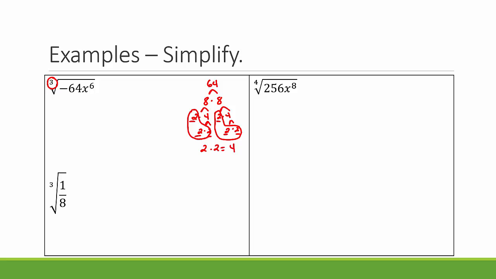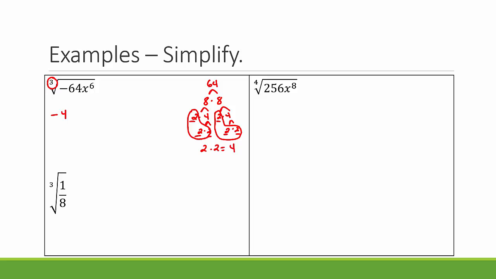If I would have been looking for a fourth root, then I would have been looking for 4 of a kind to put in a group. So I have a negative here. So that tells me that negative 4 times negative 4 times negative 4 is negative 64.